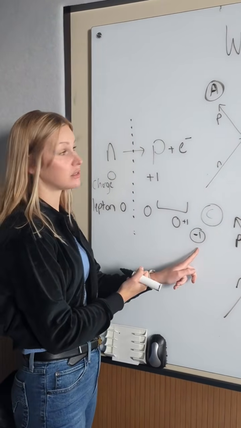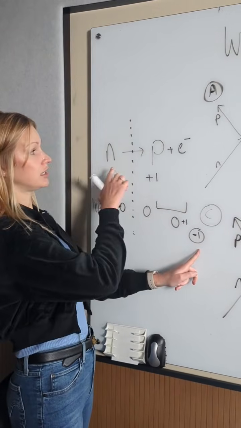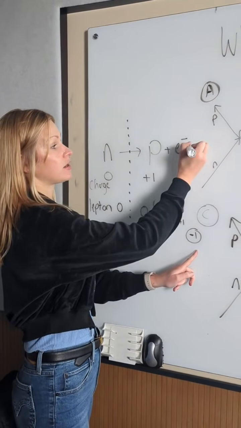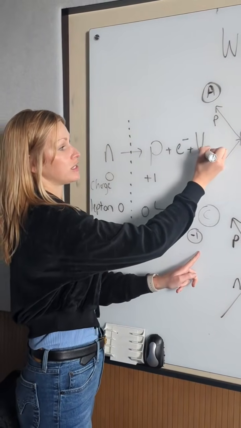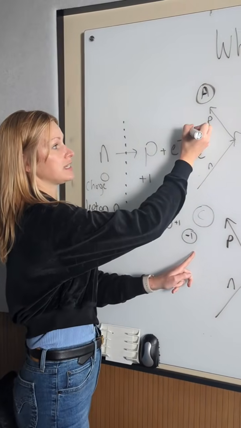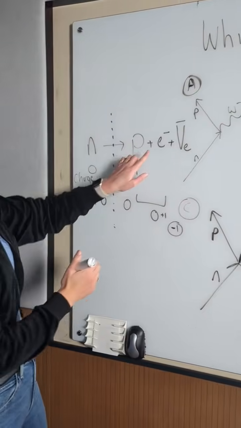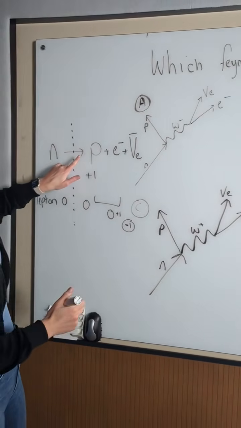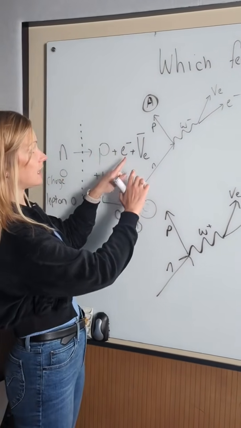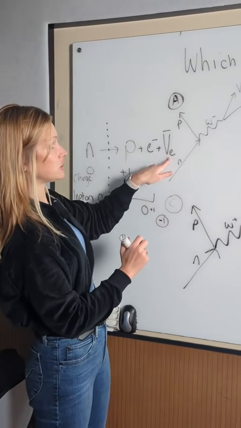So I need an antiparticle, but it needs to have 0 charge. So the only antiparticle that makes sense would be a neutrino, and I show it's an antiparticle by putting the line on top of it. So that's what I'm looking for first: a neutron changing to a proton and giving me an electron and an antineutrino.